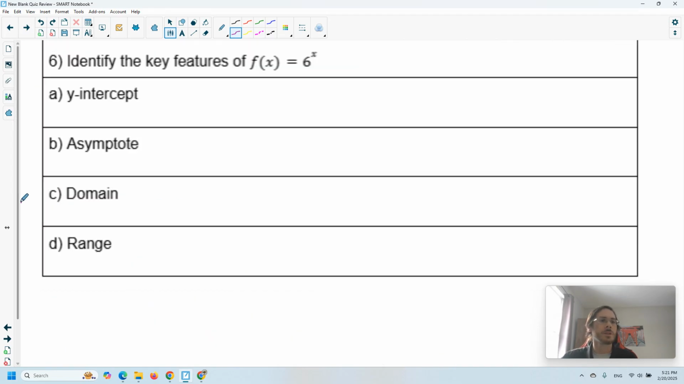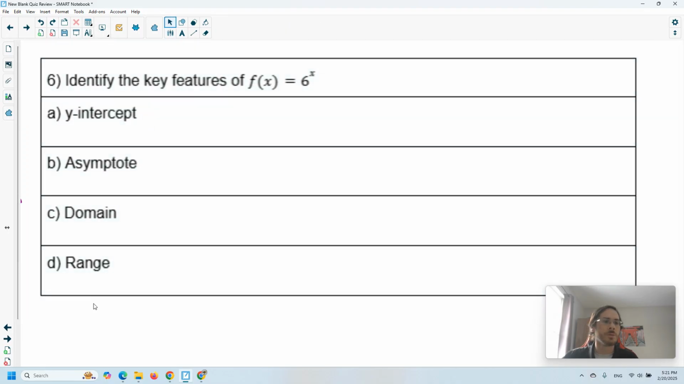All right, for 6, we got to find all of our key features. So first we got to get the y-intercept. So the y-intercept would be the same thing as our a value, but this is the same thing as if it was 1 times 6 to the x power. So our y-intercept here is 1.